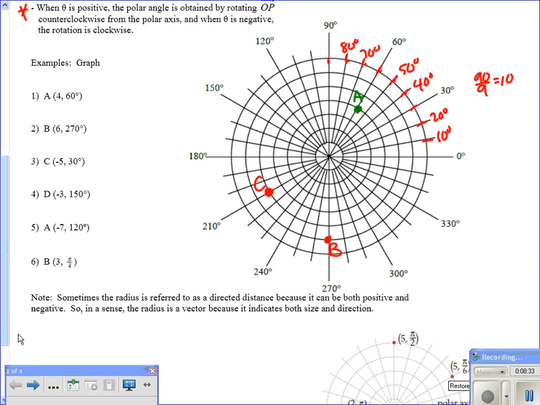Let's go ahead and do D. D is -3, 150, so 150 degrees I know is going to be all the way to here. And if I did +3, 150, I'd be right there, but we want the negative direction, so that means I'm going to go the opposite way. And that would be my answer for D.